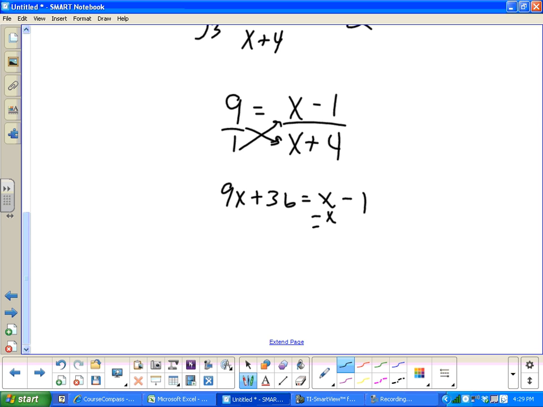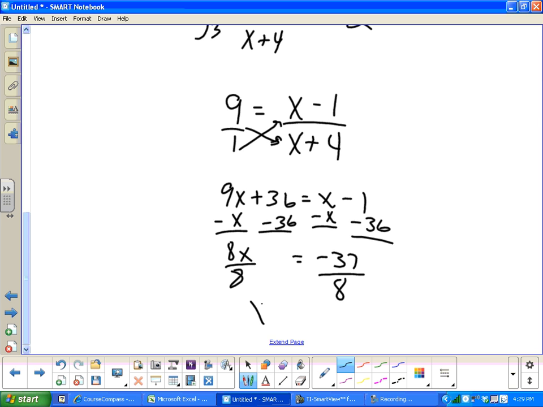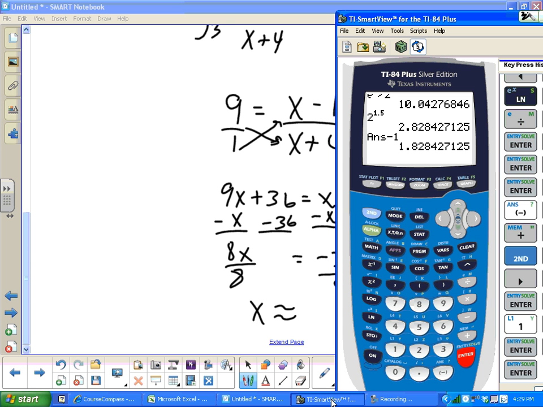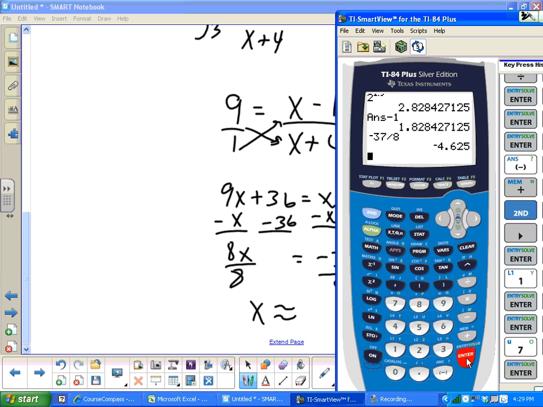Now I'm going to solve this easy equation now. So that will give me negative 37. And I'm going to divide by 8. It's not going to come out too even there. So let's see, negative 37 divided by 8. Okay, so that's about negative 4.63.